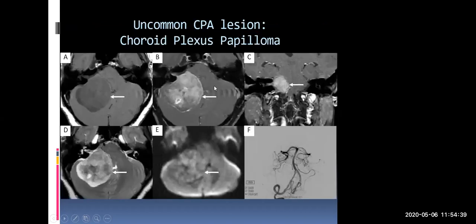And this is another one that was misdiagnosed as a vestibular schwannoma. This is a choroid plexus papilloma. They come from that tuft of choroid plexus that grows from the fourth ventricle. Again, you can track this inside of the fourth ventricle. You can see that's where the fourth ventricle is. And these tumors tend to be extremely vascular, and you can see we had to embolize this one pre-op.